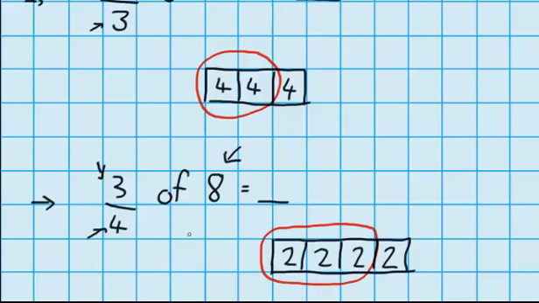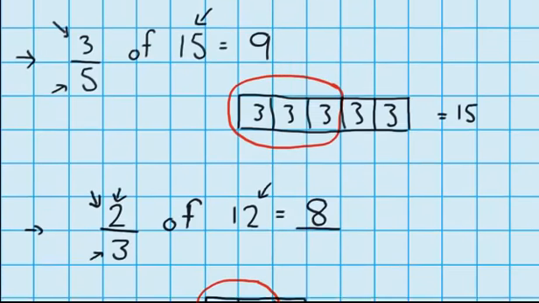Now remember, the question says I'm interested in how many candles are on 3 pieces of my cake. Well, here are my 3 pieces, so I can add them up. 2, 4, 6. So there are 6 candles on 3/4 of my cake, or 3/4 of 8 is 6.